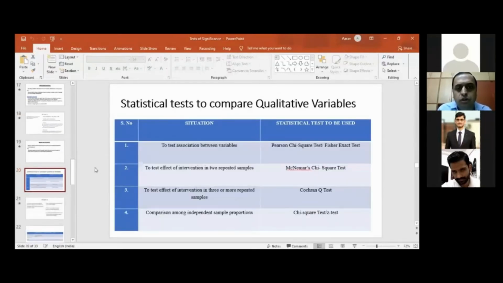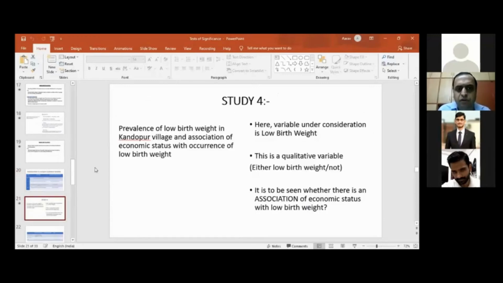Now coming to the statistical tests to compare a qualitative variable, which you cannot measure. It is yes, no, mild, moderate, severe. So either it is ordinal or it is nominal. So this is called qualitative. So again, I have put it in a table. So I will just give one example for this also.